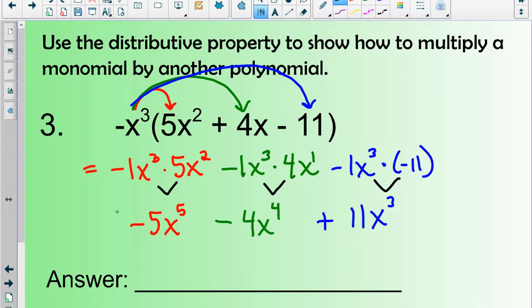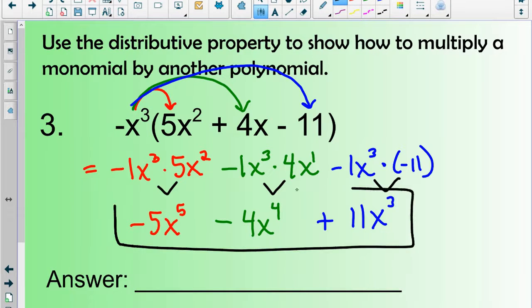So there it is. I have no terms that are alike. They are all different exponents on the variable of x. So I can't combine them any further. Negative 5x to the fifth power minus 4x to the fourth power plus 11x to the third power.